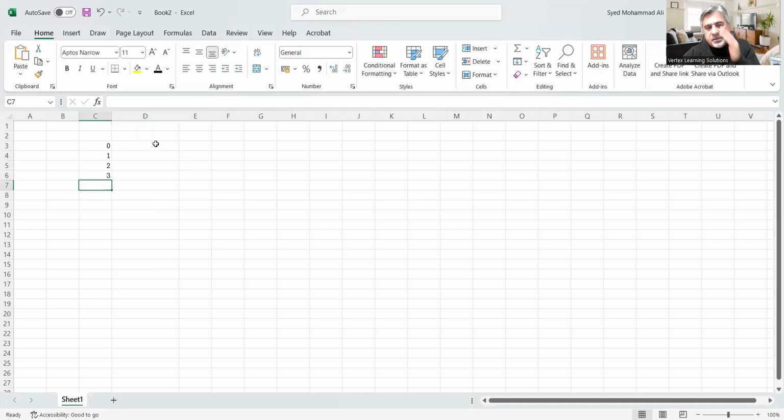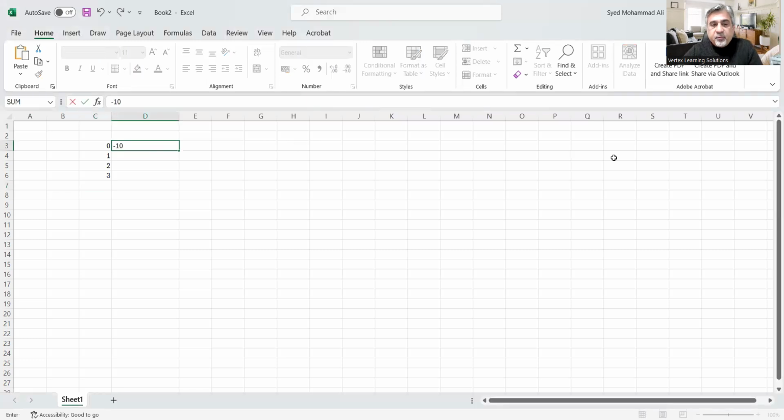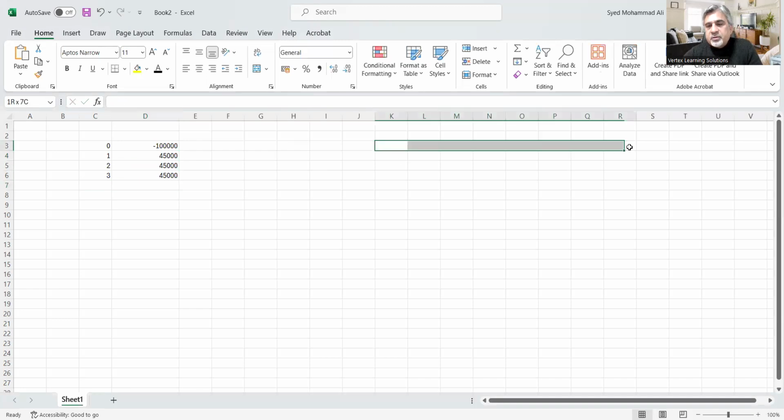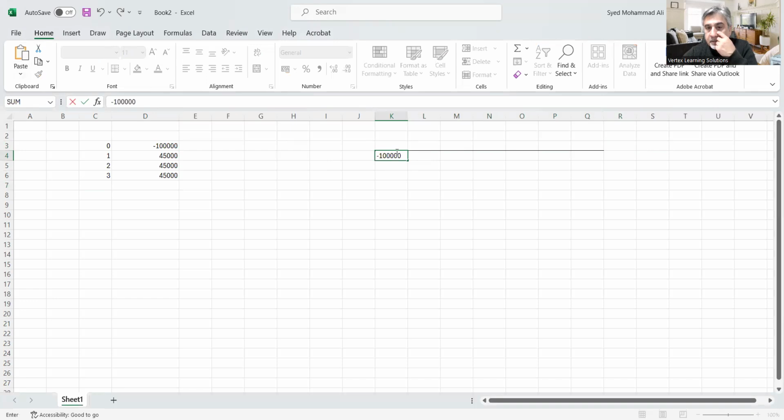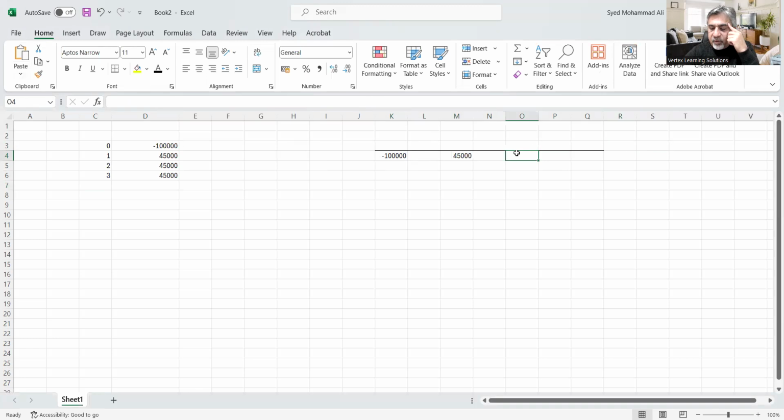Imagine that you have been given a proposal that if you invest $100,000 today in year 0, you will receive $45,000 for the next 3 years. So your timeline looks like this: if you invest 100K here, then you will get 45K at the end of year 1, 45K at the end of year 2, and 45K at the end of year 3.